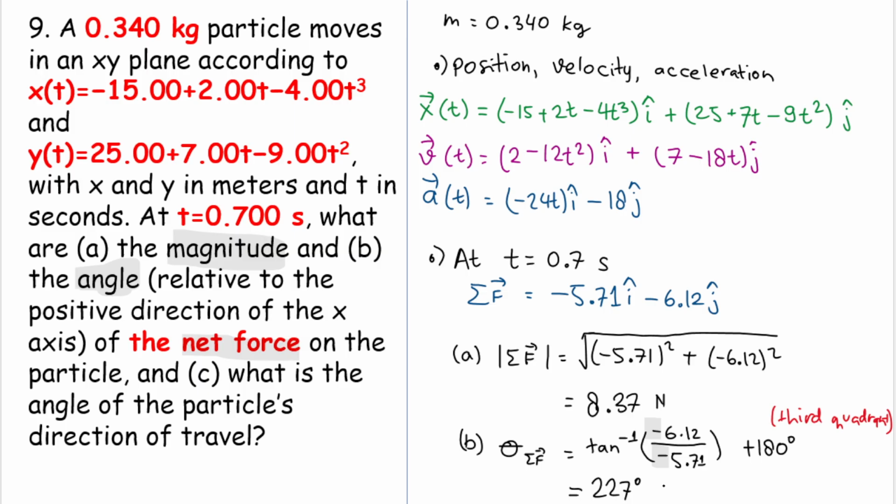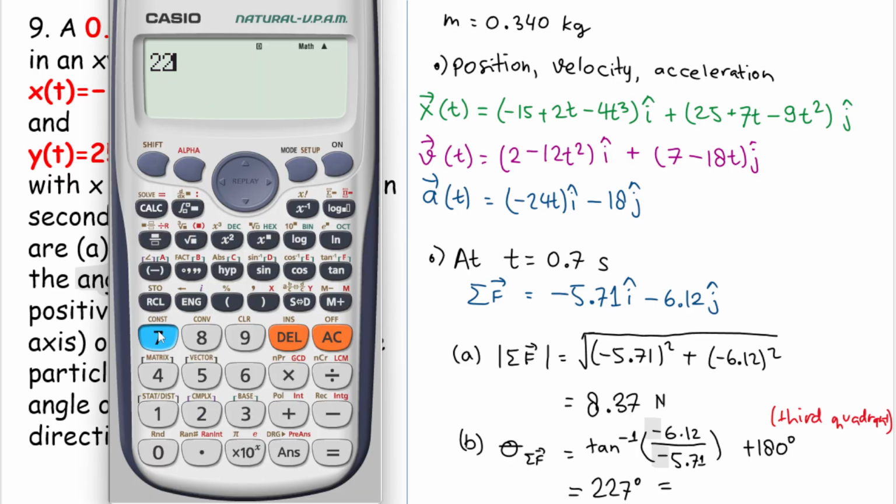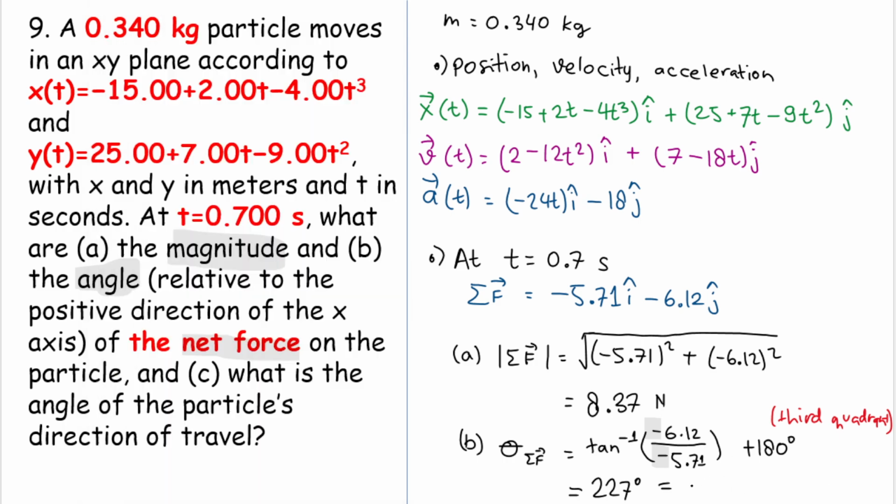227 degrees, or we can also write that in the negative notation here. So we will have 227 minus 360. That will be minus 133 degrees. You can write it as this or that. That will be the same. And we have answered the question A and B. Now this time we need to find out the question C. Okay, let's clean this up.